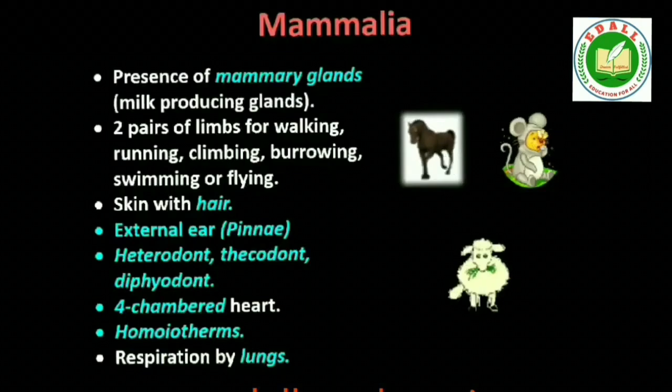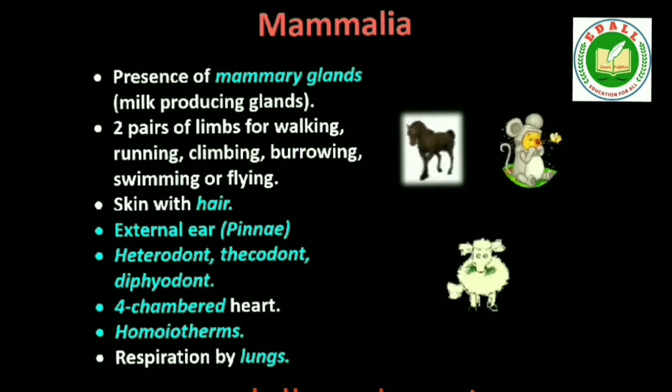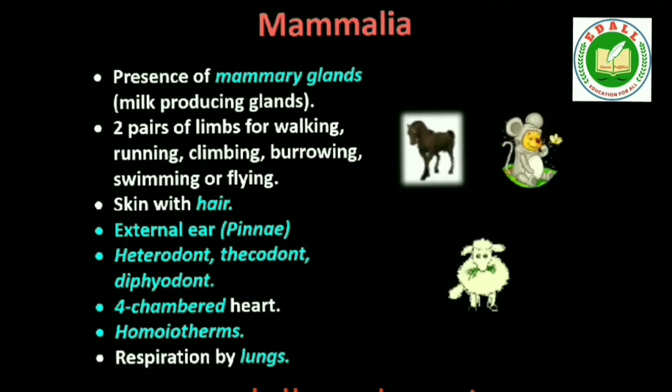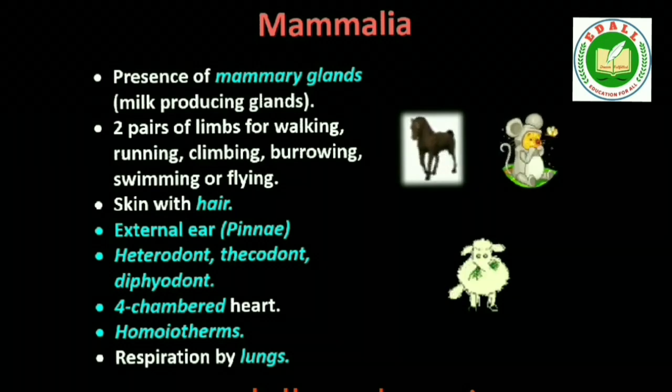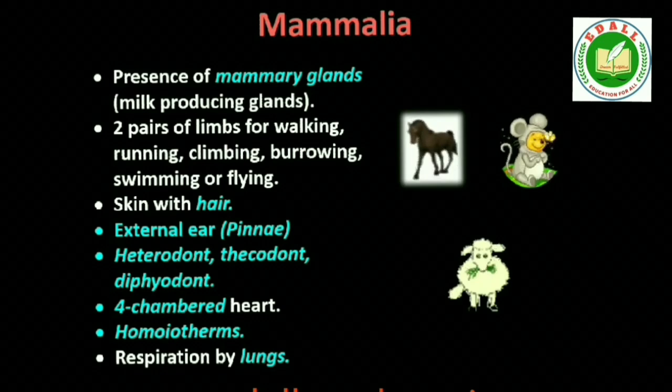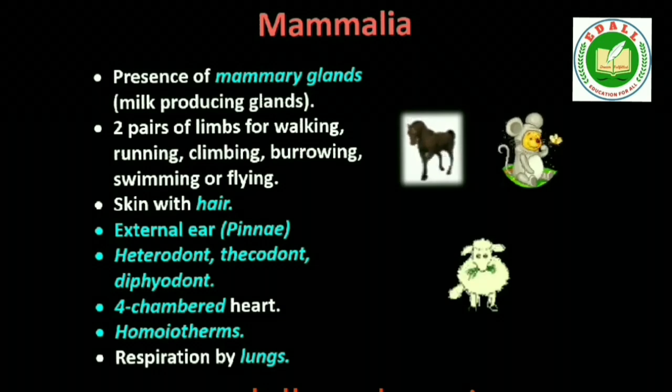Seventh is class Mammalia. They are found in a variety of habitats: polar ice caps, deserts, mountains, forests, grasslands and dark caves. Some of them have adapted to fly or live in water. The most unique mammalian characteristic is the presence of milk-producing glands, mammary glands, by which the young ones are nourished. They have 2 pairs of limbs, adapted for walking, running, climbing, burrowing, swimming or flying. The skin of mammals is unique in possessing hair.